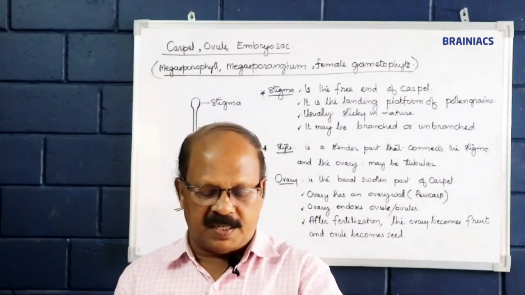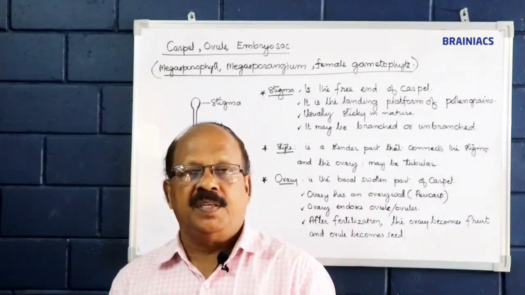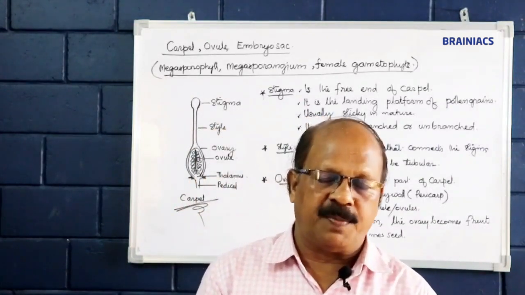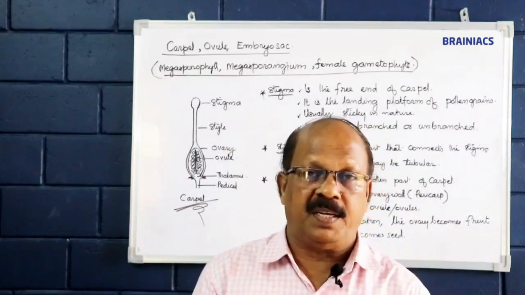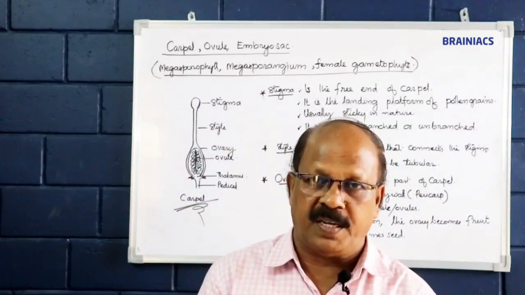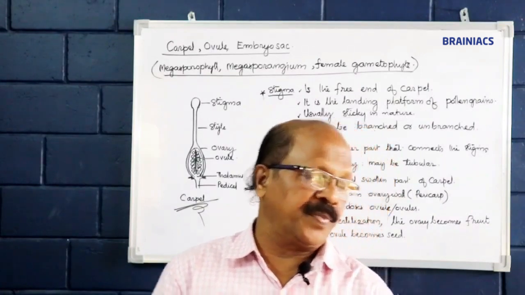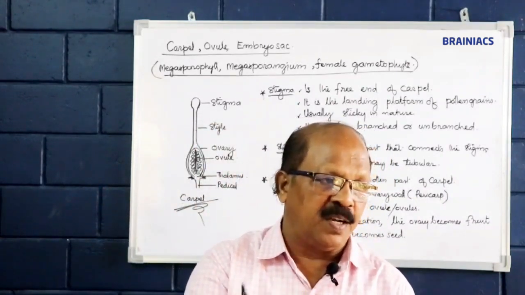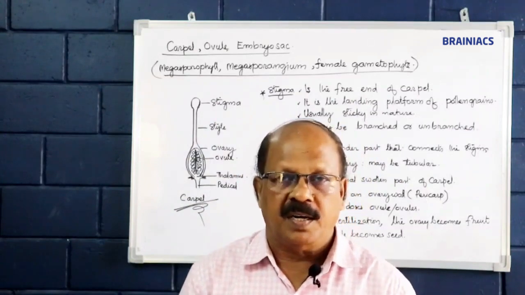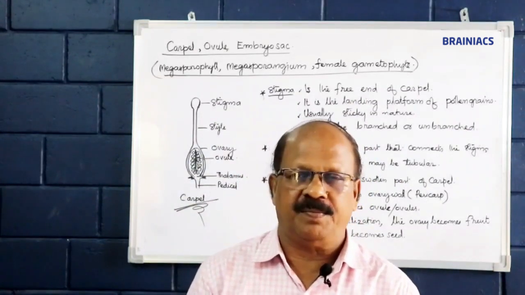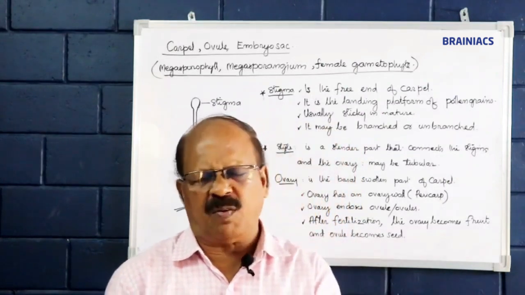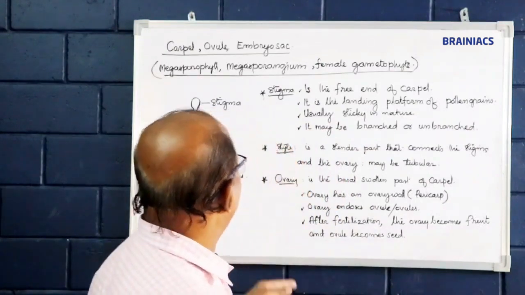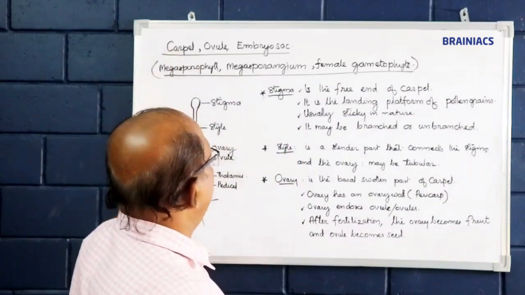If a single carpel is there, it is called monocarpellary. If two, bicarpellary. If three, tricarpellary. If five, pentacarpellary. If more than one, multicarpellary. If they are all united to form a single ovary, called syncarpous condition. And if in a multicarpellary condition the carpels are free from one another, it is called apocarpous condition. Example, rose. Already learned in our morphology of flower. So that is about carpel.